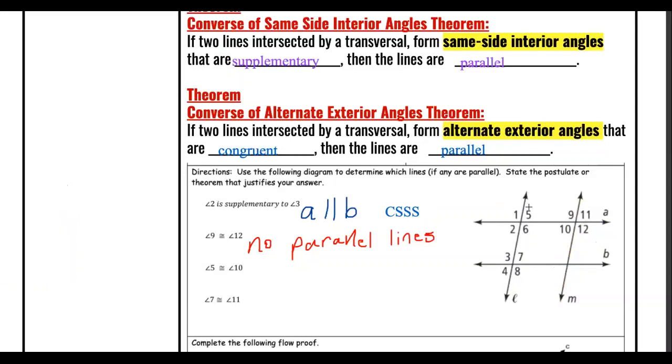So angle 5 and angle 10, right? Look where they are. What would be a transversal for those two angles specifically? And that's going to be this line right here. This line serves as a transversal. Okay. Then we highlight our interior.